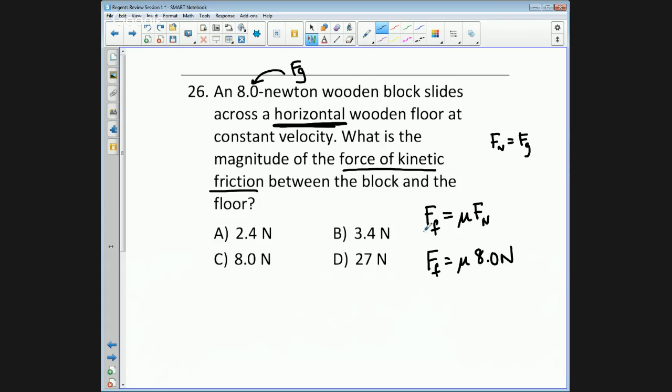Well, what's this coefficient of friction? We have a wood block on a wooden floor. On the reference table, on page 1, the very first page, wood on wood for kinetic is 0.30. So mu for wood on wood equals 0.30. We're going to plug that in: 0.3 times 8 newtons equals 2.4, I think.